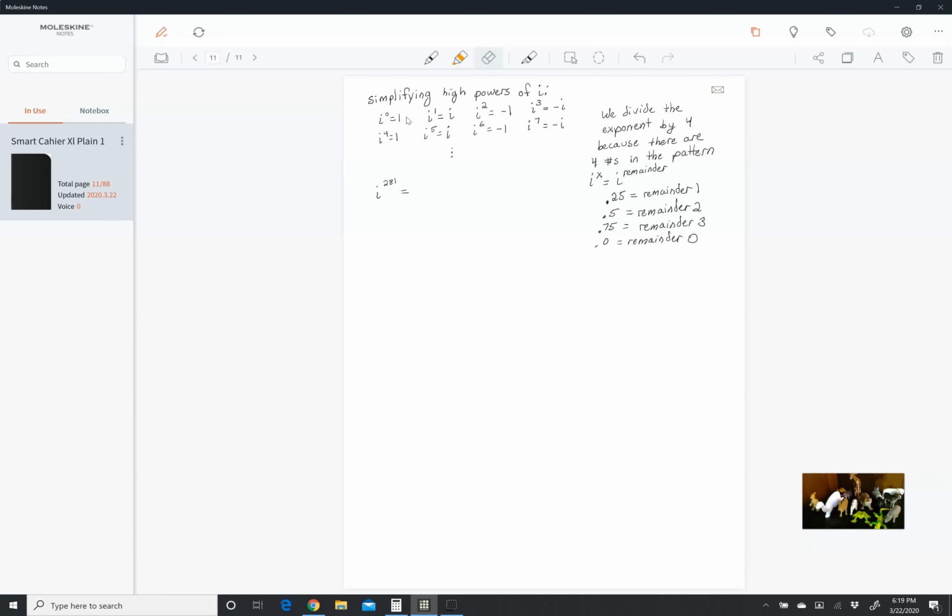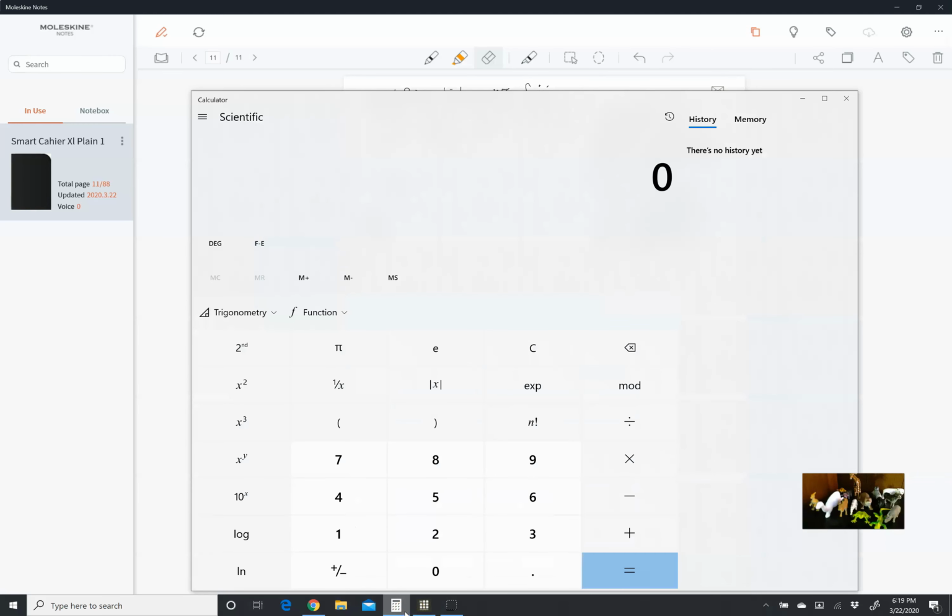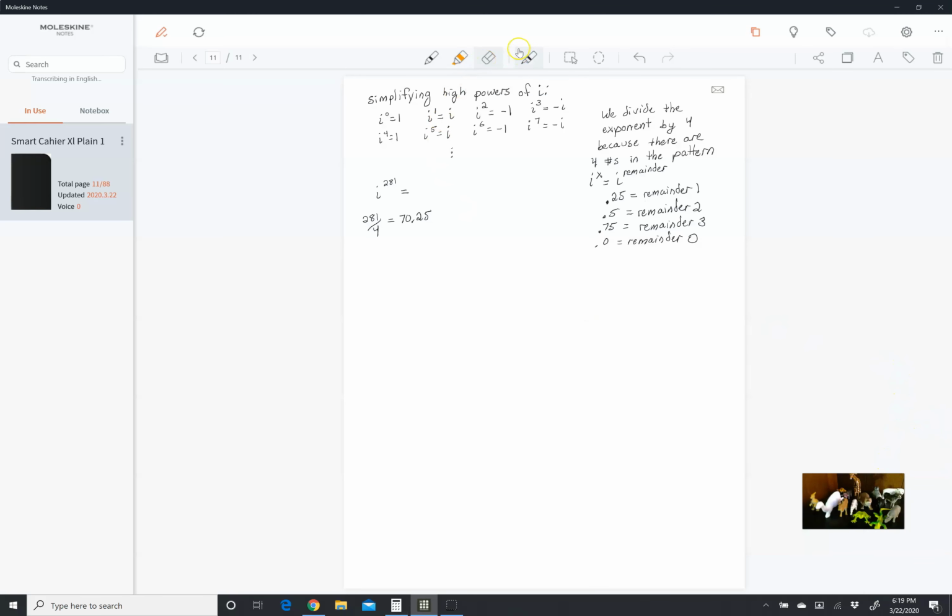So i to the 281, you're going to do 281 divided by 4. So if we pull this up on our calculator, you get 70.25. That 0.25 tells us that we have a remainder of 1. So i to the 281 is really just the same thing as i to the first, and i to the first is i.